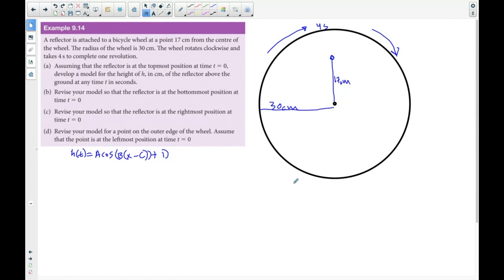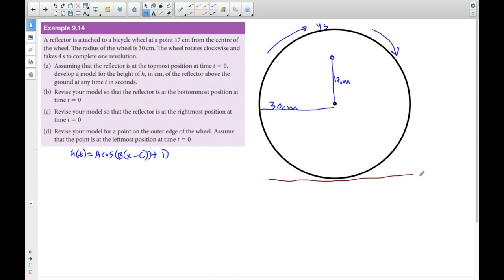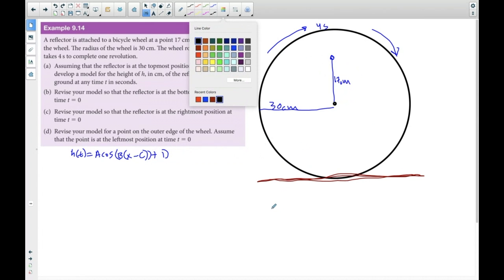First thing you need to realize is, for a, it says, assuming the reflector is at the topmost position at t equals 0 here, develop a model for the height h in centimeters of the reflector above the ground at any time t seconds. All it's saying is, can you start the graph? This is a wheel. And where do wheels start? They start on the ground, right? Let's say this is the ground. That's 0 on the y-axis right there. I'm going to start drawing my graph.